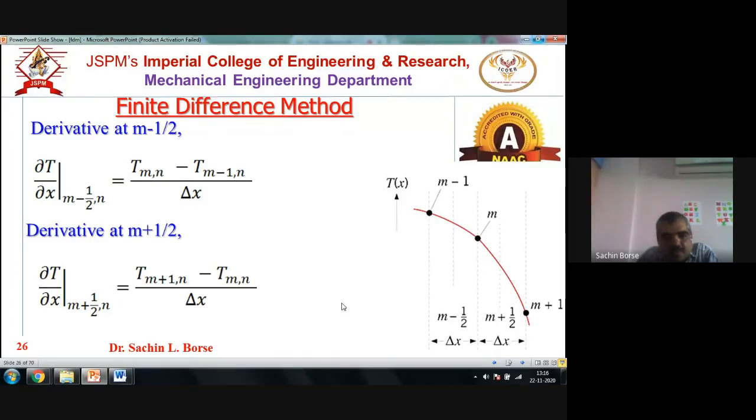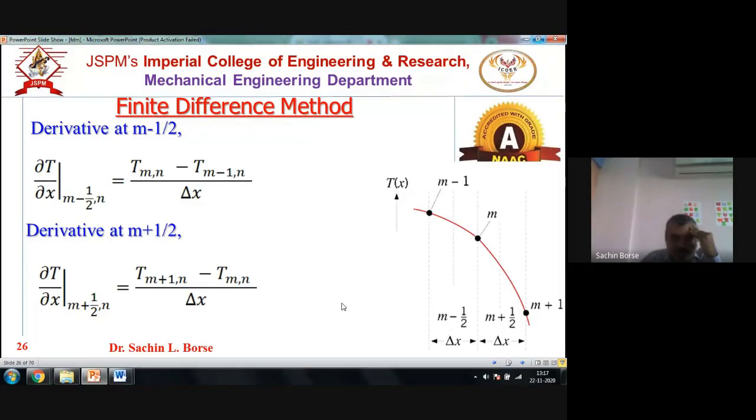So if I want to take the slope, what I will do is take it at the midpoint, that is m minus half. First slope I will take at m minus half. Next slope I will take at m plus half. So it will be more approximate. We already saw at the start that if you take the slope at the midpoint, it is more accurate, because it represents a more accurate slope for that line. So just now we have del T by del x at m minus half, comma n.